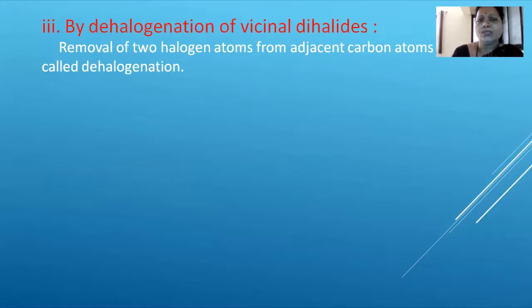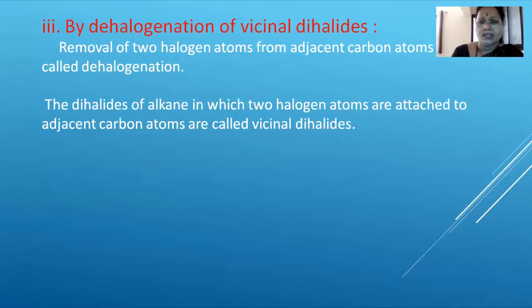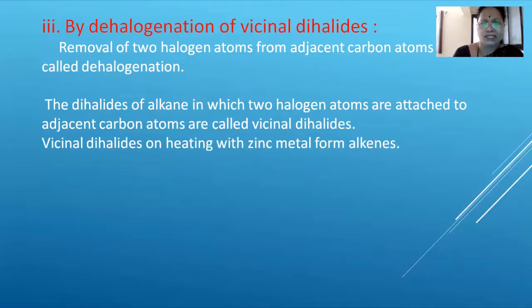So from a vicinal dihalide, by removal of two halogen atoms from adjacent carbon atoms. Here two halogen atoms are attached to adjacent carbon atoms and these two halogen atoms are removed. So the process is dehalogenation. De means to remove, halogen. So a dihalide in which two halogen atoms are attached to adjacent carbon atoms is called vicinal.